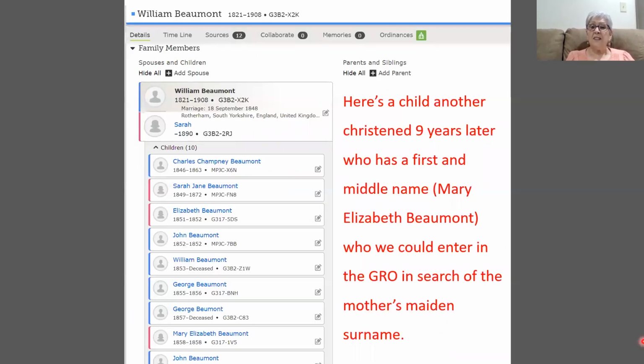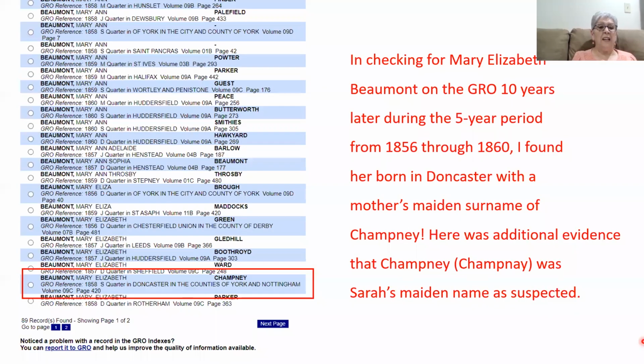So I decided I wasn't going to just leave it at Charles Champney Beaumont there. I was going to also look for one of his siblings. And it's always good to look for someone that has a more unusual name, or maybe a middle name as well. So I looked at that list and I thought, yeah, Mary Elizabeth Beaumont has got two names. So maybe we'd be able to find her as well, just to solidify that, yes, this Sarah Beaumont was indeed a Champney. So I went to the GRO again, and there you go.